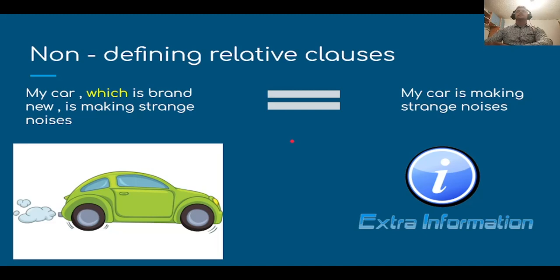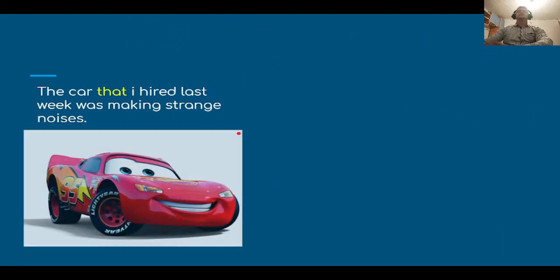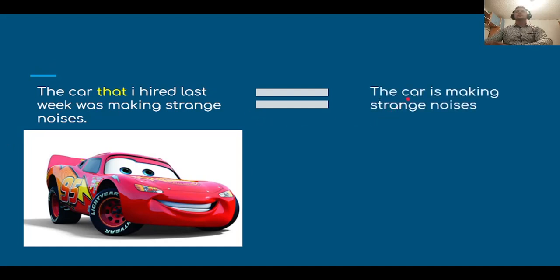That's right. Now, if we take a look at another example, the car that I hired last week was making strange noises. Now, let's do the same thing with this sentence as we did in the previous one. Let's remove the relative clause. What will happen? The sentence says, the car is making strange noises. So now, do we know which car we are talking about? Which car do we have in mind?